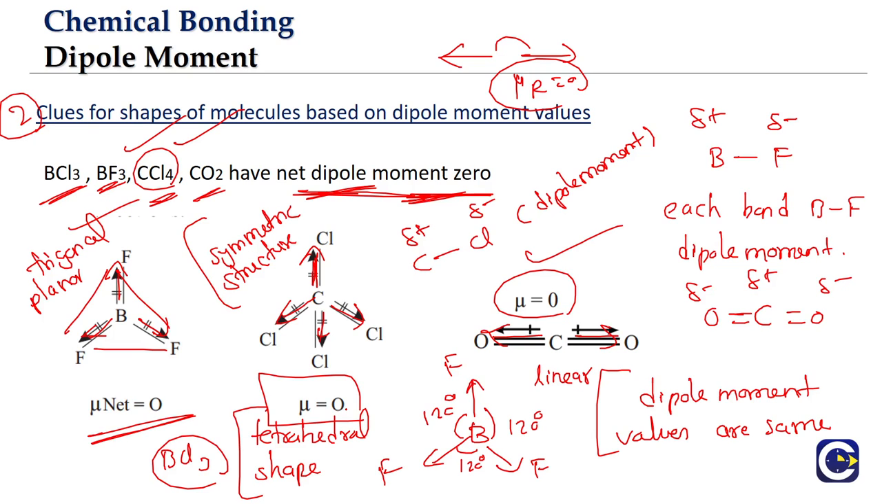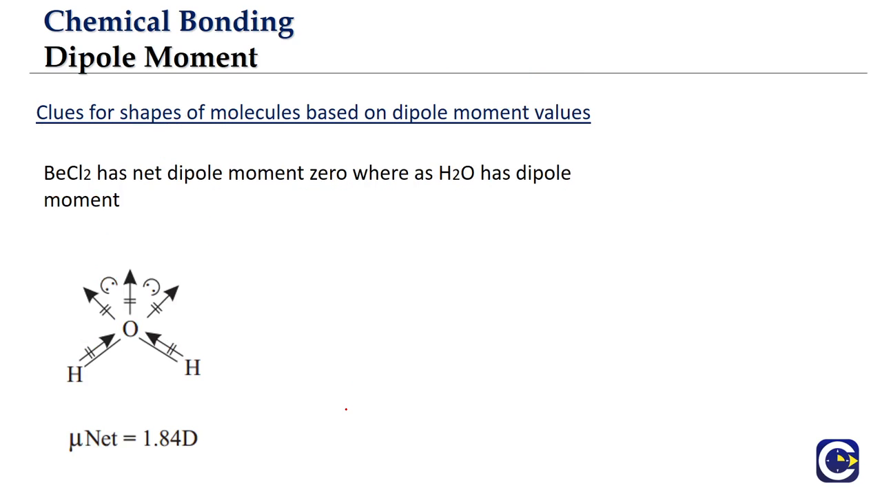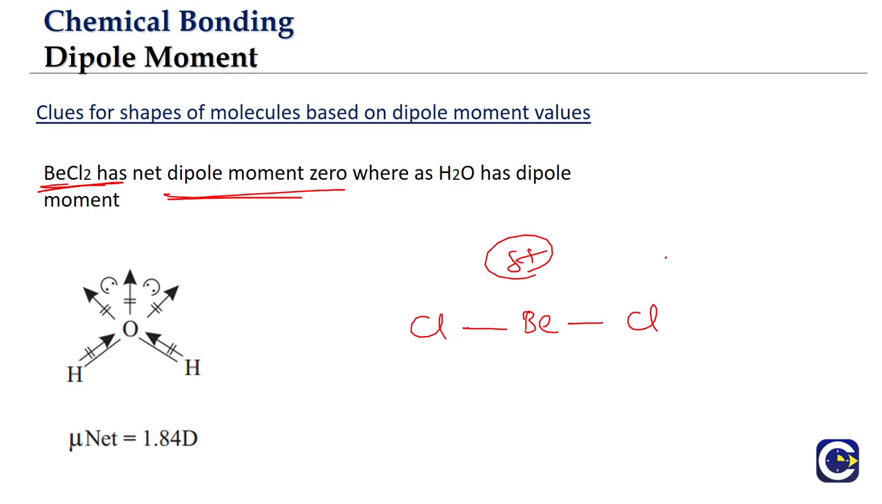But we will not be able to straight away decide the shape of the molecules from the dipole moment value. We will rather correlate it with the subsequent theories of chemical bonding, like the valence shell electron pair repulsion theory. We can see some more examples. BeCl2 has a net dipole moment 0. Each beryllium-chlorine bond has a dipole moment. Beryllium is partially positive, chlorines are partially negative. So the net dipole moment of BeCl2 is 0.